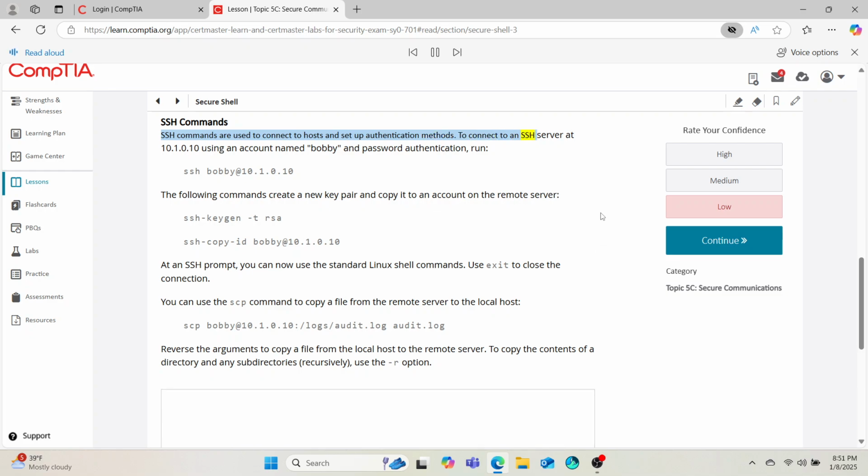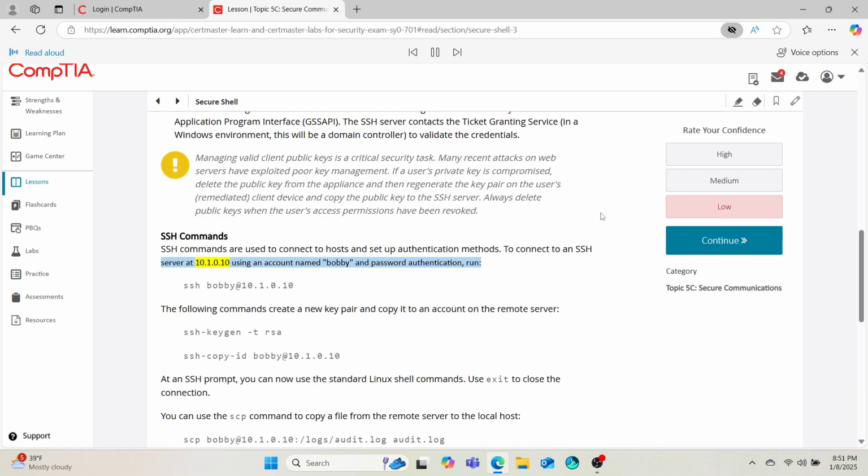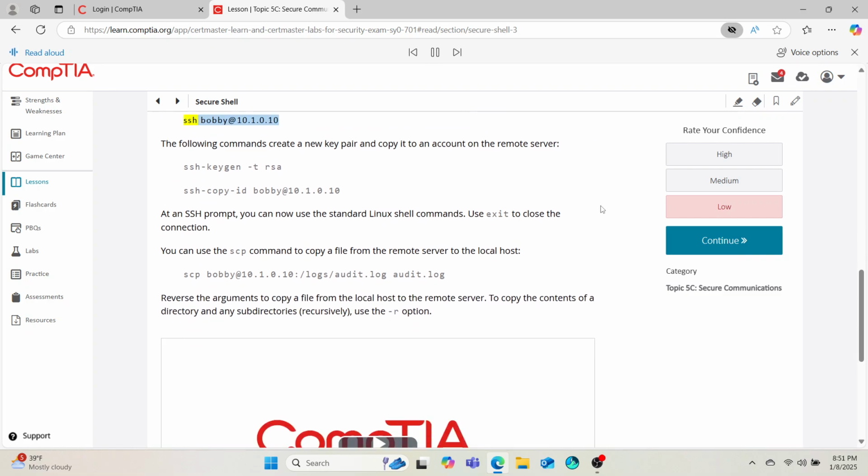To connect to an SSH server at 10.1.0.10 using an account named Bobby and password authentication, run ssh Bobby@10.1.0.10. The following commands create a new key pair and copy it to an account on the remote server.